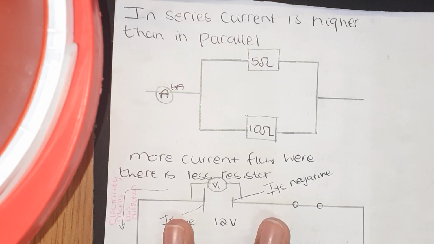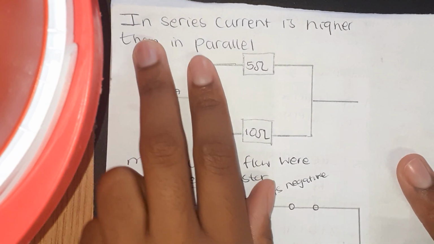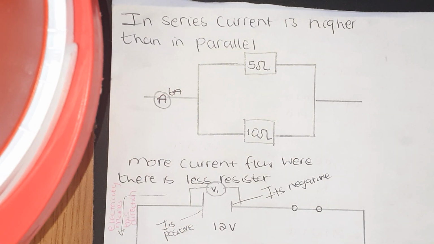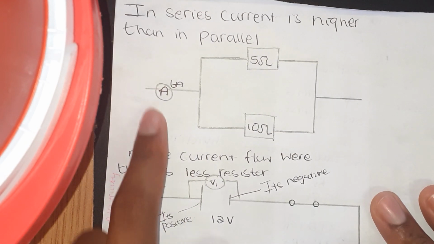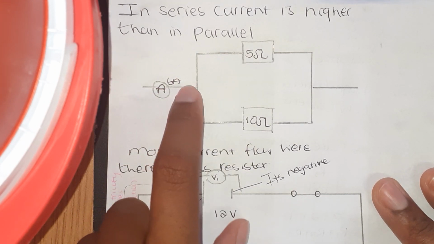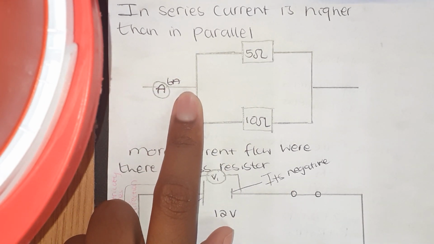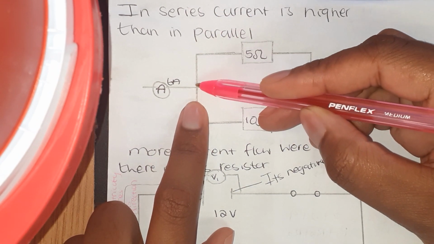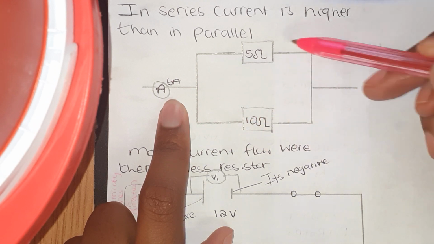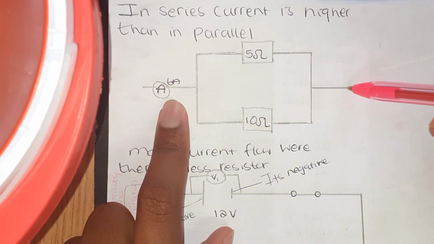All right, now here we are, right? In series, current is higher than in parallel, right? Because in parallel, the current that is flowing needs to be split. When the current gets to this point, one amount of current goes this side, another amount goes this side. They go like that and they come and meet here, and they'll be the same, right?